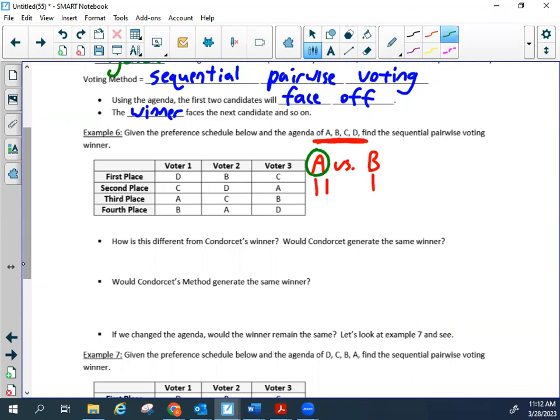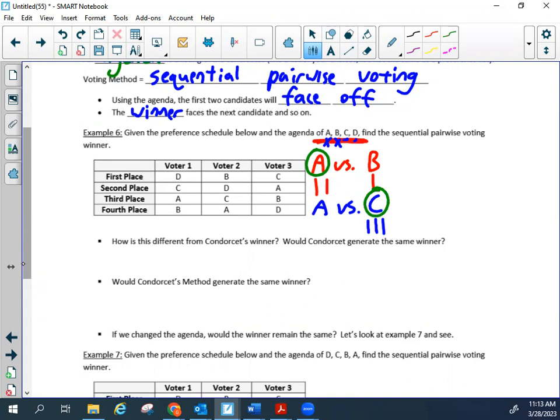Now, B is just totally out. We don't check them against anything else. So B is out. Now I put my winner A versus the next person on the agenda, whoever it is. I don't mess with the order. So A versus C. What I see is C beats A 3-0, which means C is my winner. And now A is out.